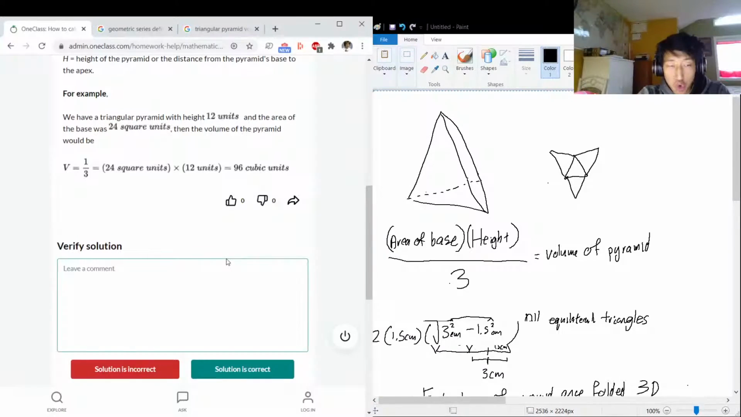Okay, cool. So let's verify the solution. The above solution is correct.